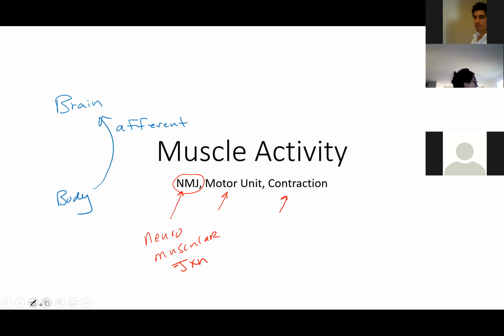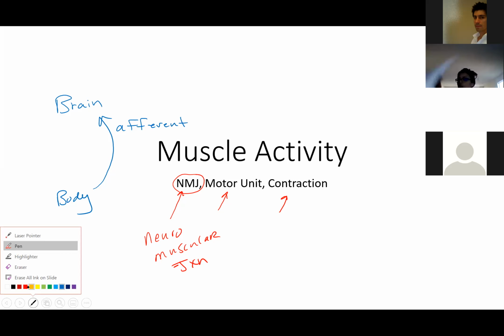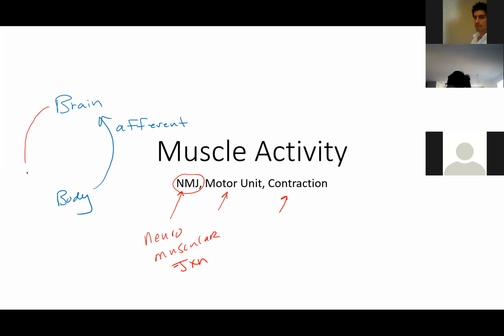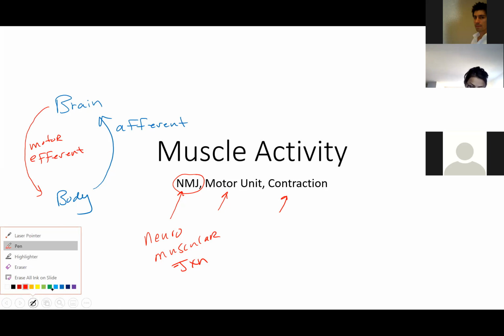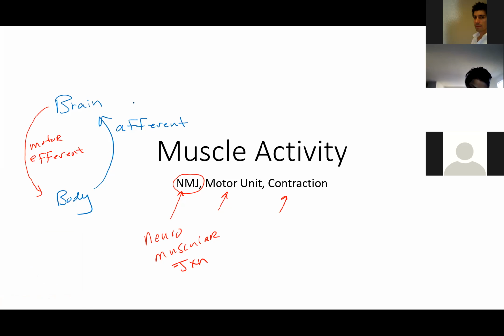afferent, and it's usually denoted in blue when you look at anatomy books. And motor is usually expressed in red in anatomy books. So motor, which is also known as efferent, is brain to body. So afferent is sensory, efferent is motor. They basically mean the same thing.